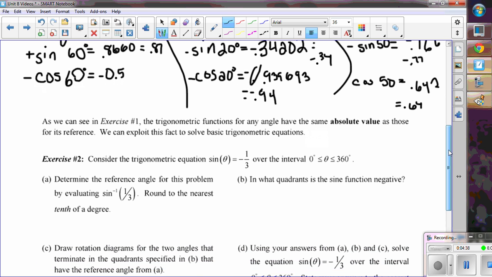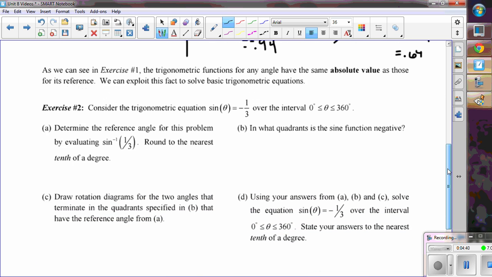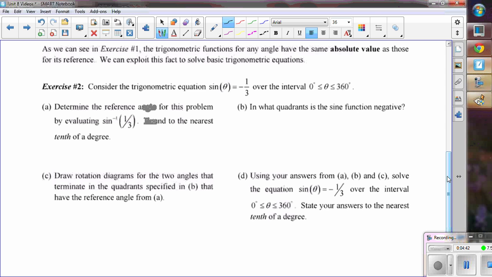The next thing we're going to do is actually learn how to solve the trig function in a linear fashion. This is the sine of theta is equal to negative 1/3. And as we used in the law of sines and cosines, we learned how to get theta by itself using the inverse function. So we need to think about the reference angles first and round this to the nearest tenth of a degree.